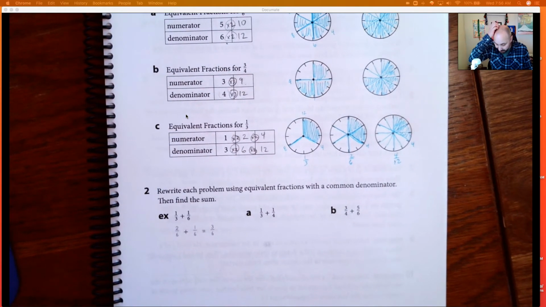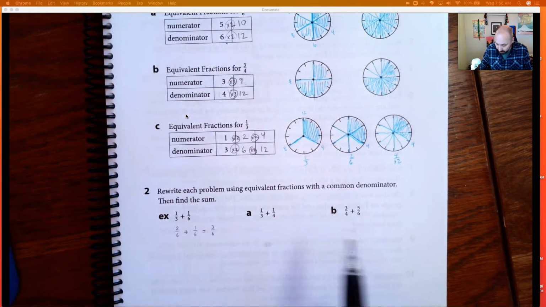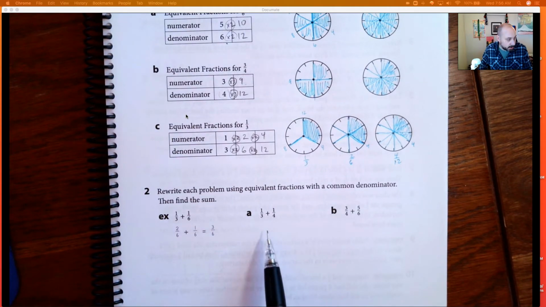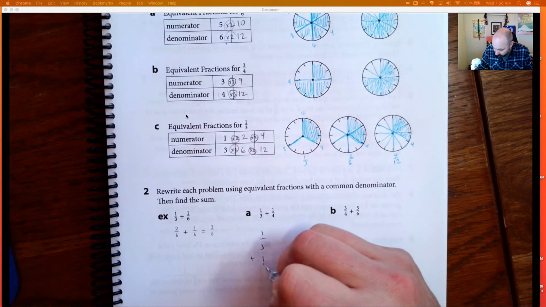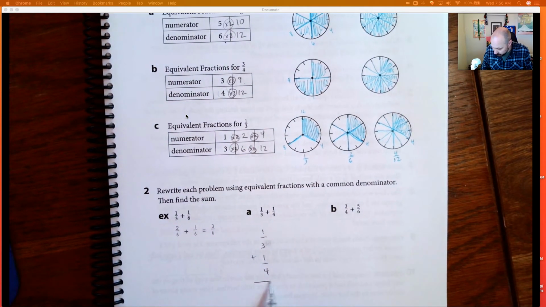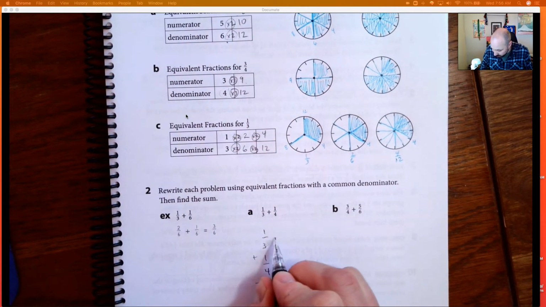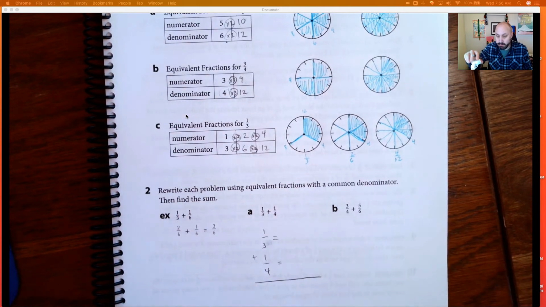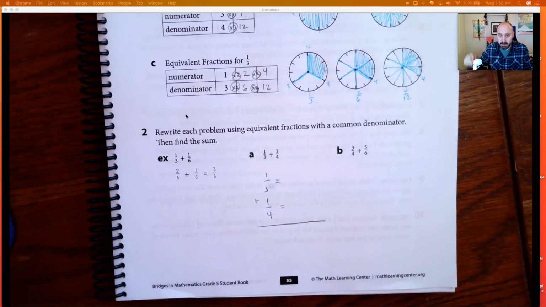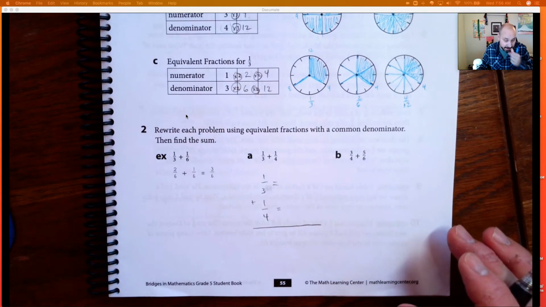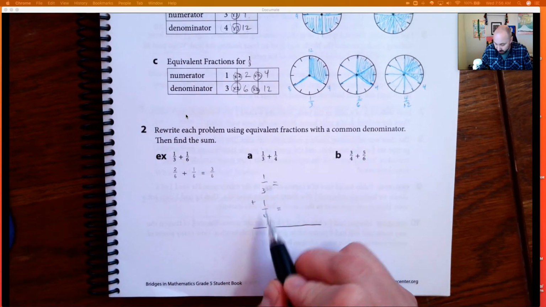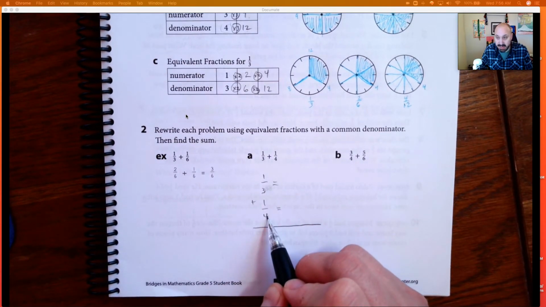Now we're going to rewrite each problem using equivalent fractions with a common denominator and then find the sum. So we're going to write these. I would like you to rewrite these going up and down. It's Mr. Mac's crazy way, but it just makes sense to me and it gives us more room. So what we're going to do is find the common denominator. I don't know if you remember this from last time, but we're going to multiply the 2 denominators together to find a common denominator for these.